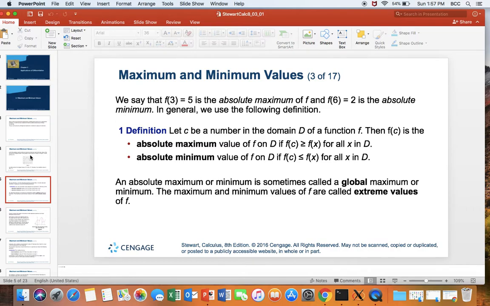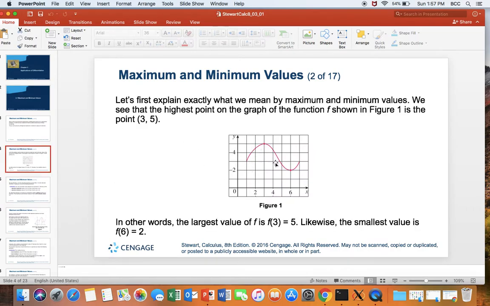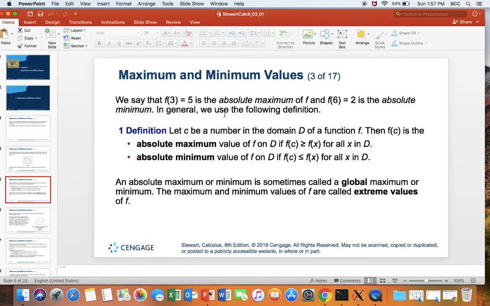All right, so let me remind you, absolute: the highest in the entire graph is at 5, the value is 5. The lowest value of the graph is 2. So that is why they are called absolute. So what is the definition of absolute? Let c be a number in the domain D of your function. Then f(c) is the absolute maximum value of f on D if f(c) is greater than or equal to f(x) for all x in D.